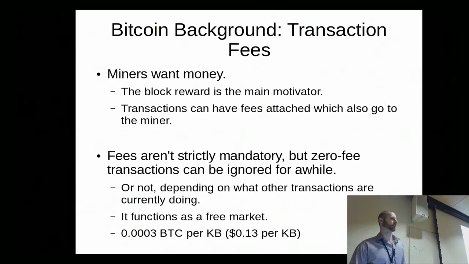The current price is, I think, $450 per Bitcoin. So that times 25 equals quite a lot of money. The block reward happens to be the main motivator, but it's not the only one. There are transaction fees that can be attached. They aren't exactly mandatory, but the transaction system is pretty much a free market. So if I want to send money to some other person and get that transaction confirmed quickly, I would have to attach a fee.